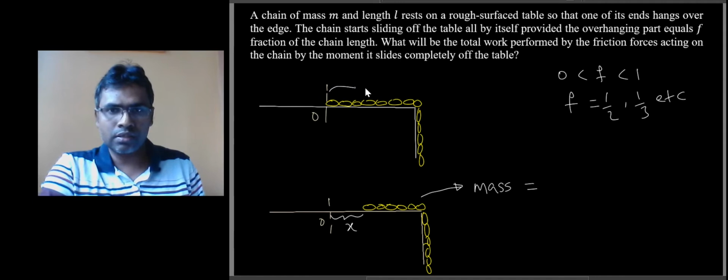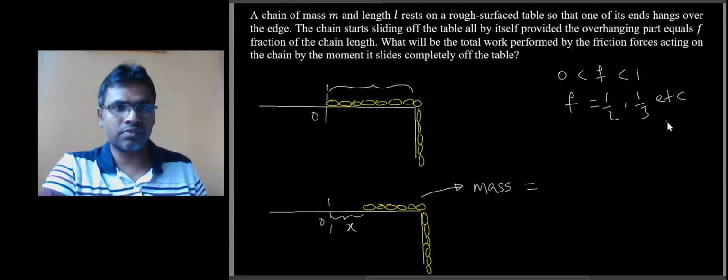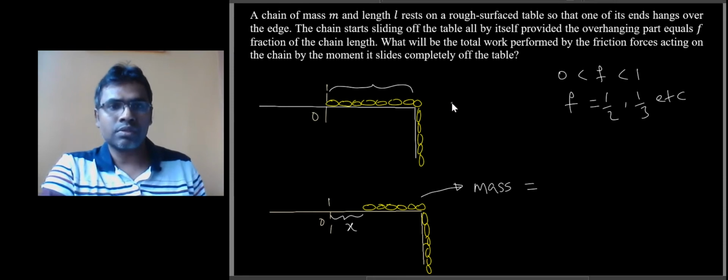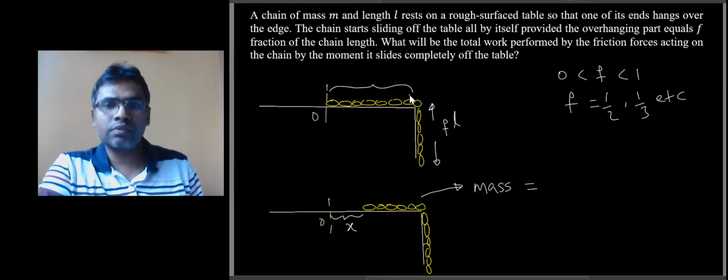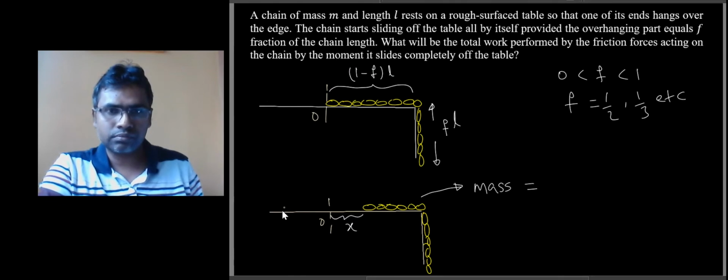So this length on the table would be, let's say if half of the chain is hanging over the edge, half of the chain will be on the table. So if 1/3 is hanging, 1 minus 1/3, 2/3 will be on the table. So f is a number between 0 and 1. So we can say that if the length of the chain that is hanging over the edge is f into L, the length of the chain on the table would be (1 minus f) into L.